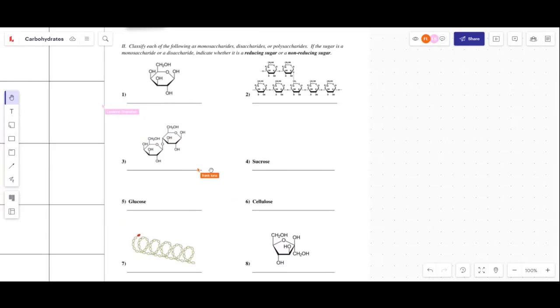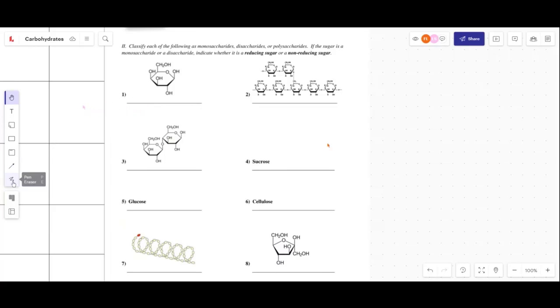Now you know how to do that. And we can also classify it as a monosaccharide or disaccharide or polysaccharide. Monosaccharide just means a single sugar, essentially a single ring. It's not going to be connected to any other rings. A monosaccharide can go into ring form or it can stay out of ring form. Generally speaking, they're in ring form and they're drawn like this.